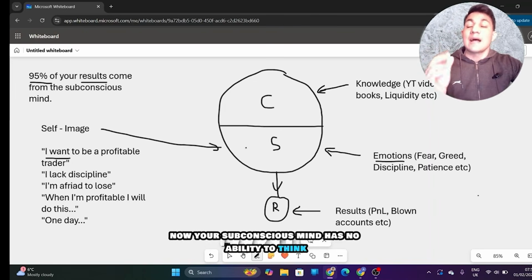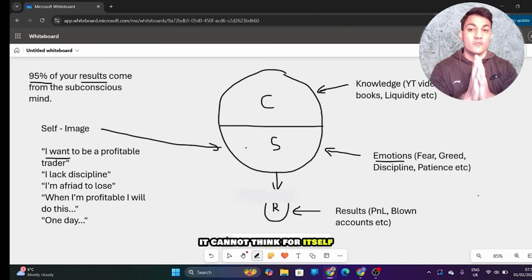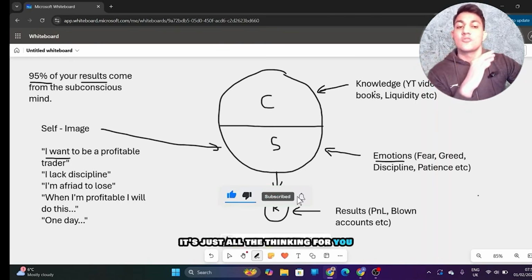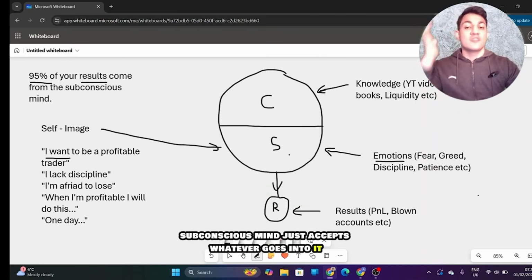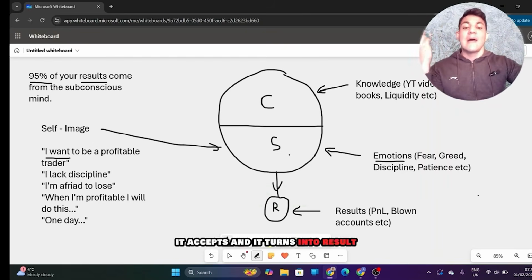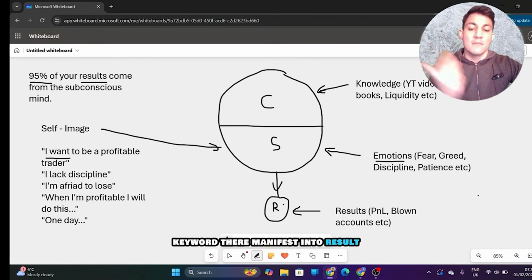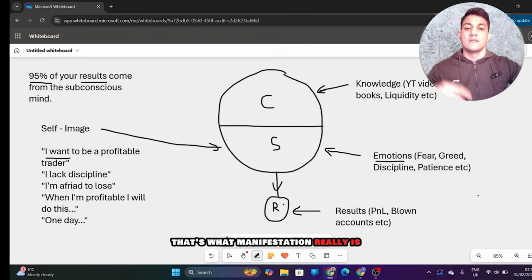Now, your subconscious mind has no ability to think. It cannot think for itself. Your conscious mind does all the thinking for you. That's where all your knowledge is. The subconscious mind just accepts whatever goes into it. It accepts, and it turns into result. It manifests into result. Key word there: it manifests into result. That's what manifestation really is, and most people have no idea what they're talking about with manifestation.